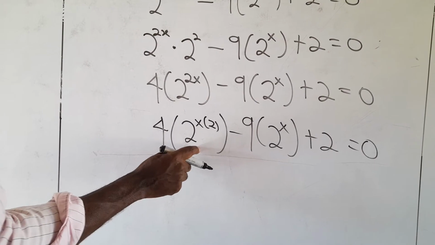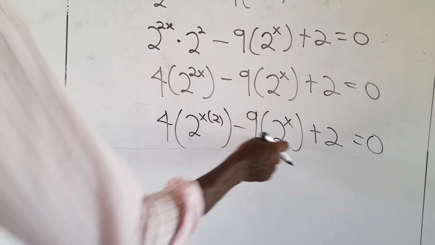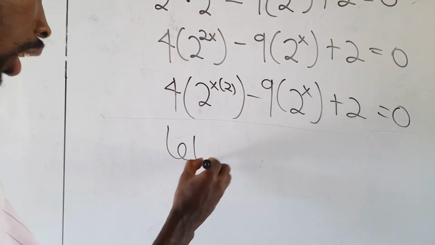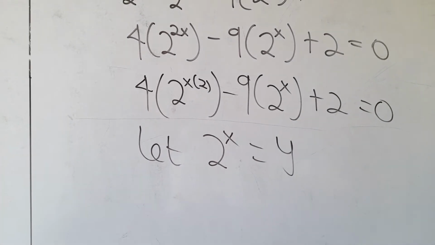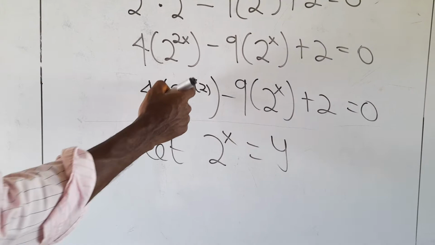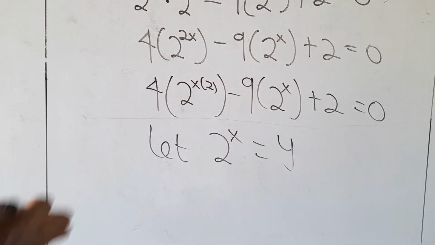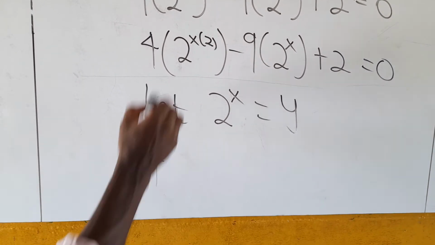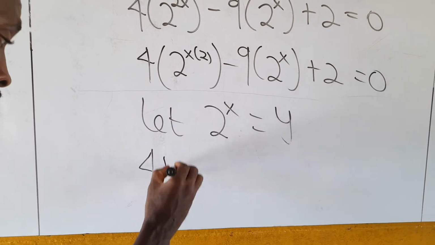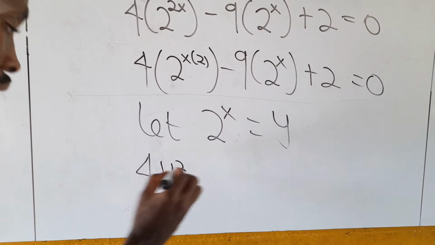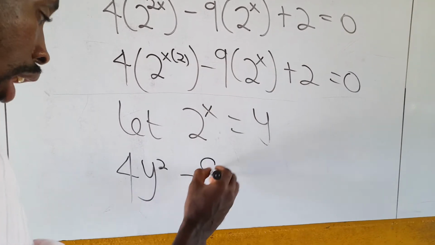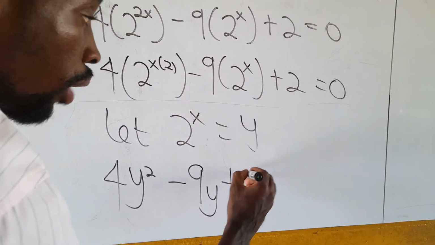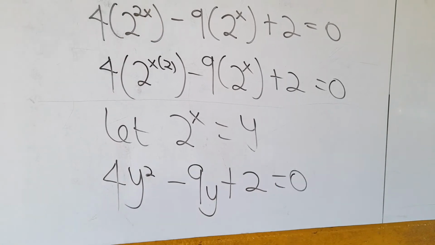So since we have 2 exponent x at the two sides, we can let 2 exponent x be equal to any variable, say y. So in place of 2 exponent x, we substitute y. So in this place, we have our 4, this will be y squared, minus, this will be y, 2 exponent x is y. So we have 4y squared minus 9y plus 2 equal to 0.